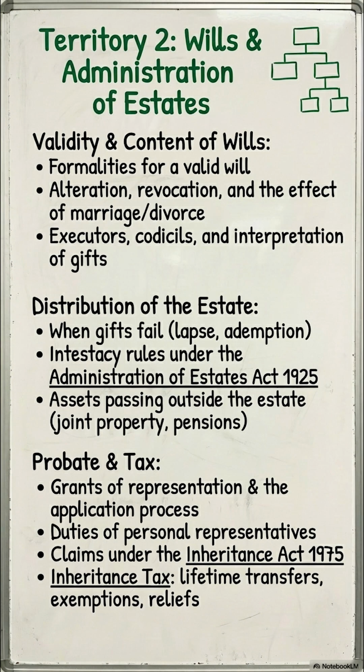Next is wills and the administration of estates. You need to understand how wills become valid, the formalities required, what happens when wills are altered or revoked, and how marriage or divorce affects them. You will cover executors, codicils, the interpretation of gifts, when gifts fail, and how intestacy works under the Administration of Estates Act 1925. You must also know which assets pass outside the estate, such as joint property or pension benefits.